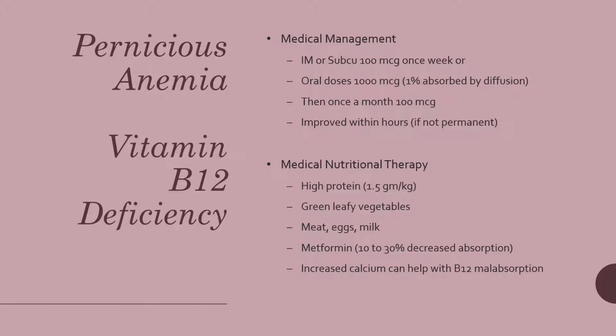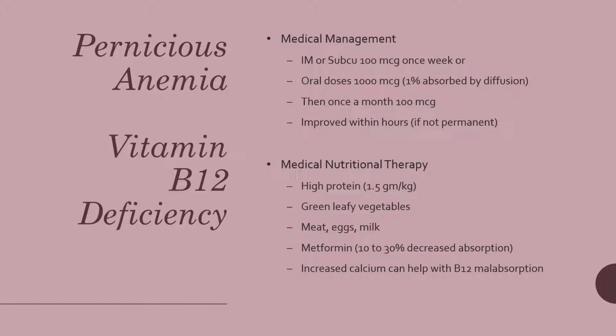Once we've corrected this initially, the problem will not go away, and so our individual will probably receive injections once a month of 100 micrograms. The improvement in symptoms will actually happen within hours of the injection, but keep in mind that with many vitamin deficiencies, if it's been allowed to go on for a long period of time, there may actually be permanent damage, and this would be the case with nerve function that we cannot improve.